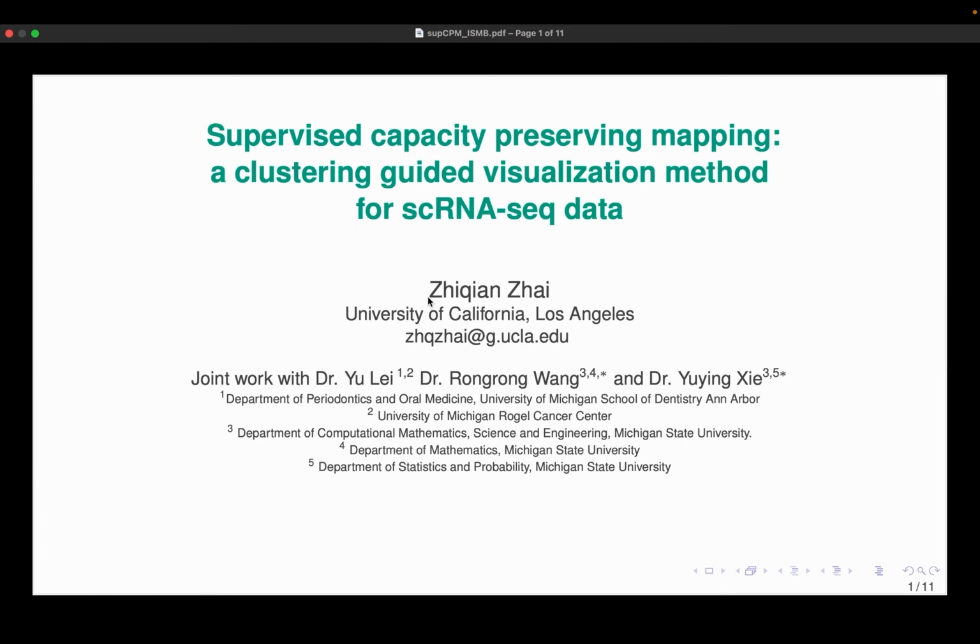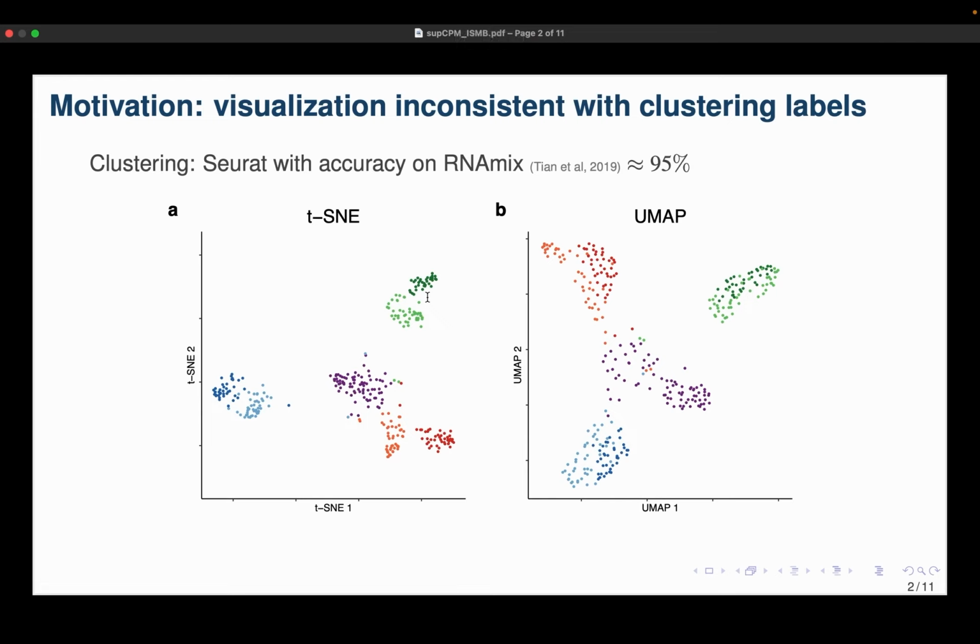So we proposed a visualization method called Supervised Capacity Preserving Mapping, which is a clustering-guided visualization method for single-cell RNA sequence data. Our method is motivated by the fact that the clustering algorithm, such as Louvain or Seurat, normally has higher accuracy than what we see from the visualization.